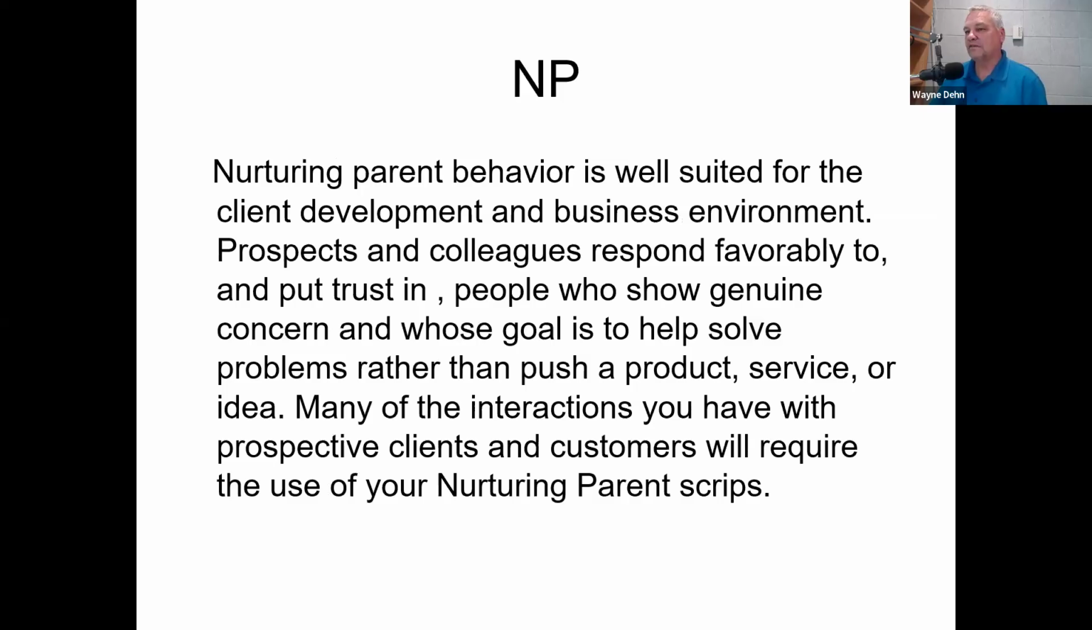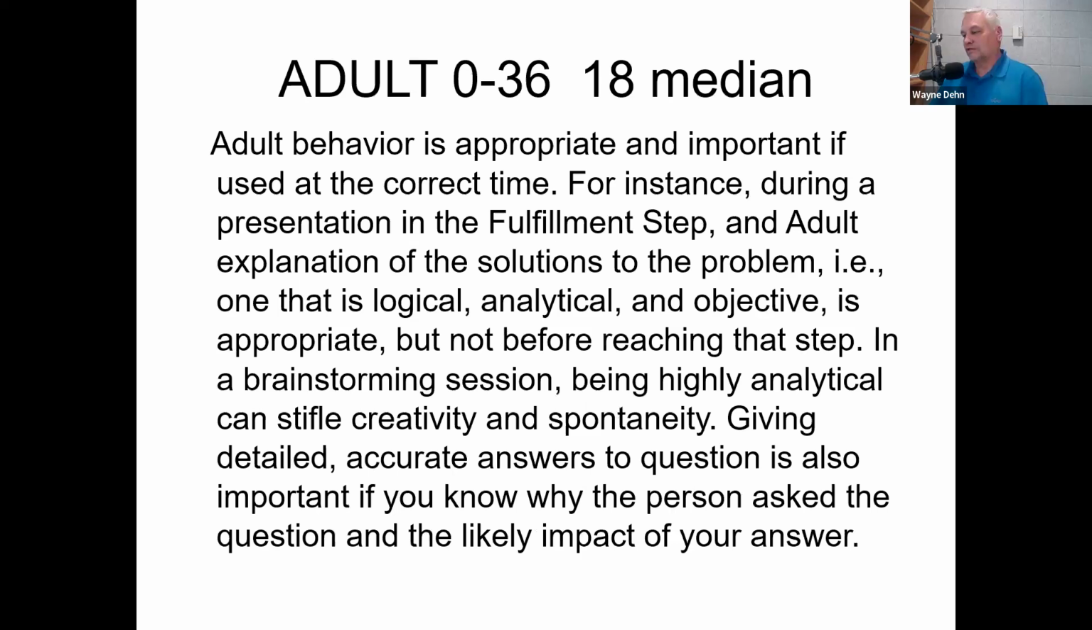And again, that behavior is well suited for others, but just be careful that interaction with prospective clients will always require some type of nurturing parent scripts that you use. Your adult scores. Let's look at this one. Again, the scores go from 0 to 36. Median is the middle, if you will. All right. Again, this behavior is necessary at about 30% of any of our communications with somebody.